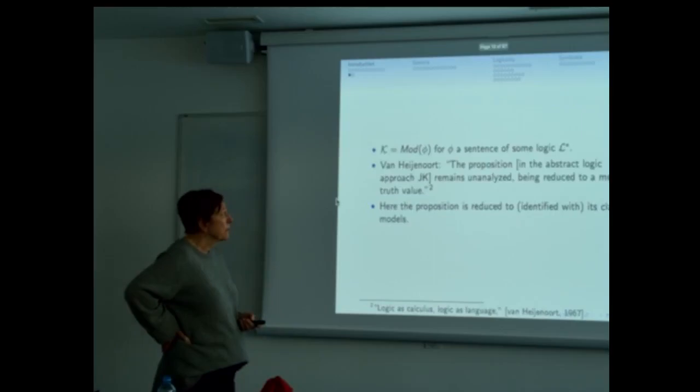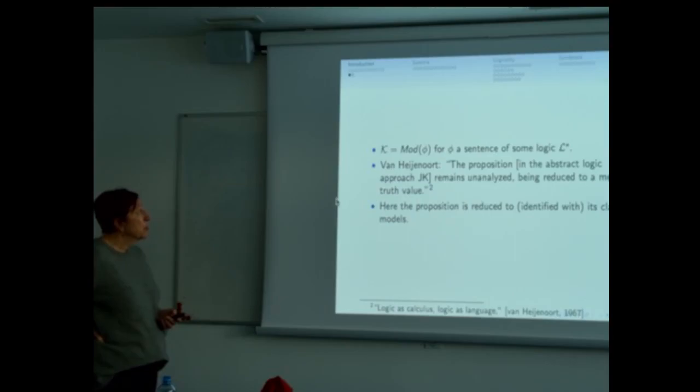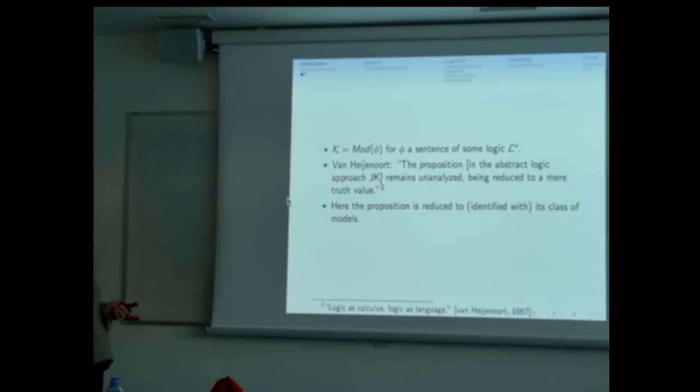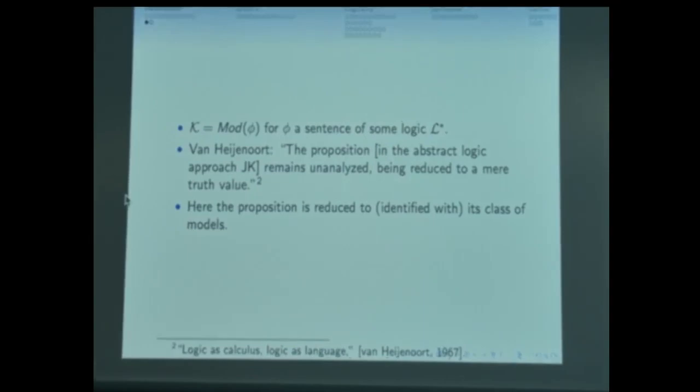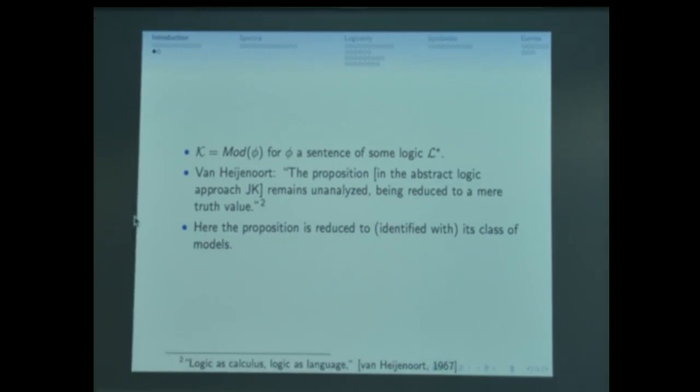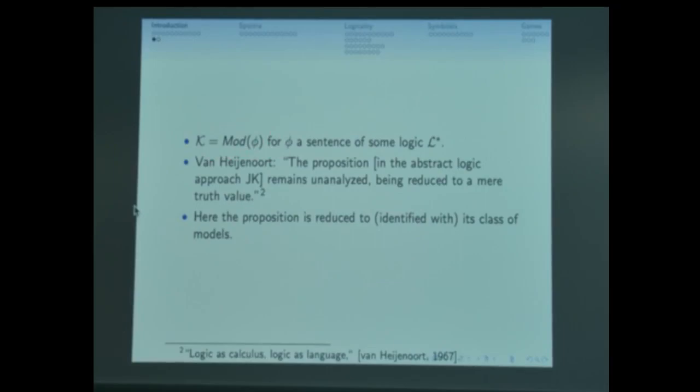This is what I call the semantic point of view. If you think of a model class, you have a sentence in a logic, and then the class of models of that sentence will be a model class. So here, phi is in some sense reduced to its class of models. This is a quote from Van Heijenoort's paper, Logic as Calculus and Logic as Language: the proposition which remains unanalyzed is reduced to a mere truth value. So here we can think of the proposition being reduced to the class.